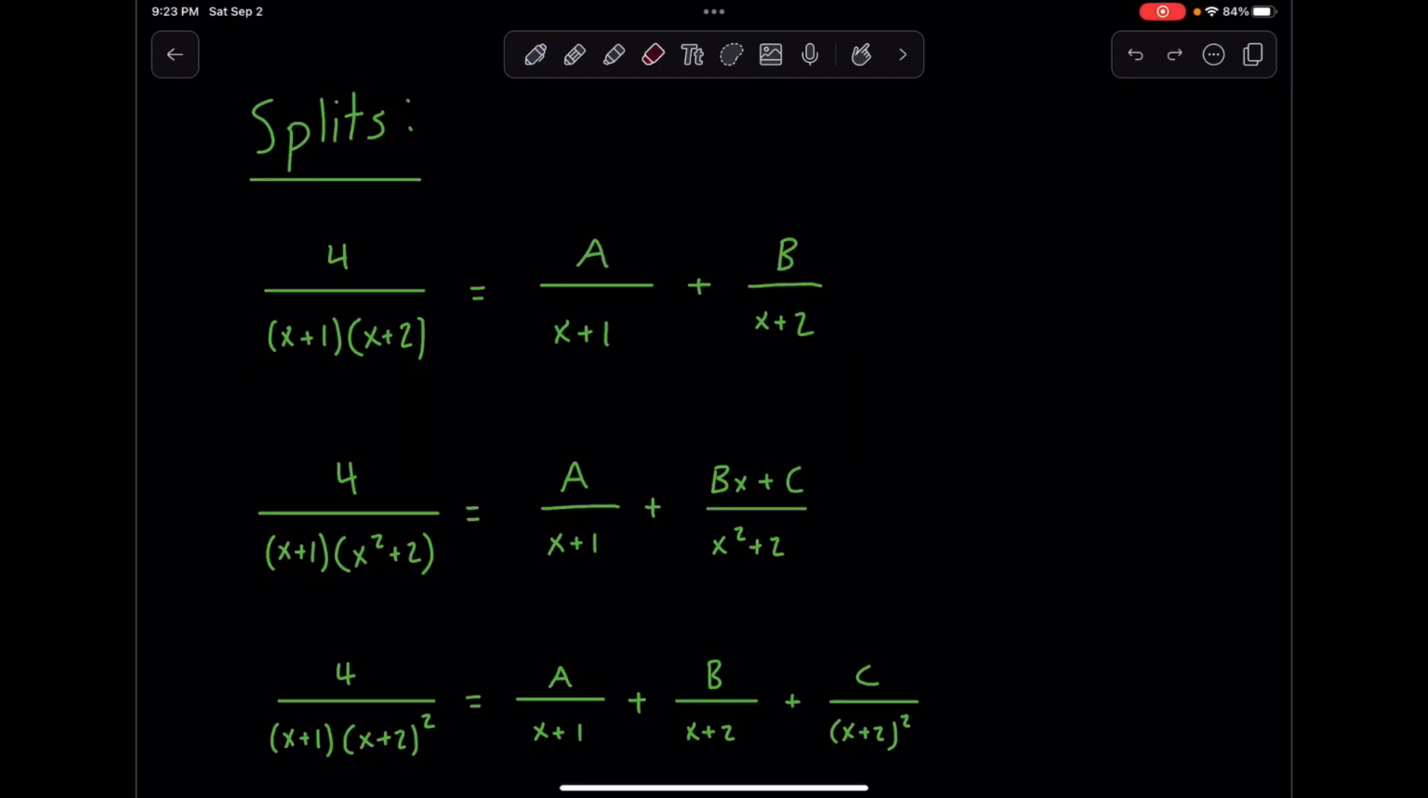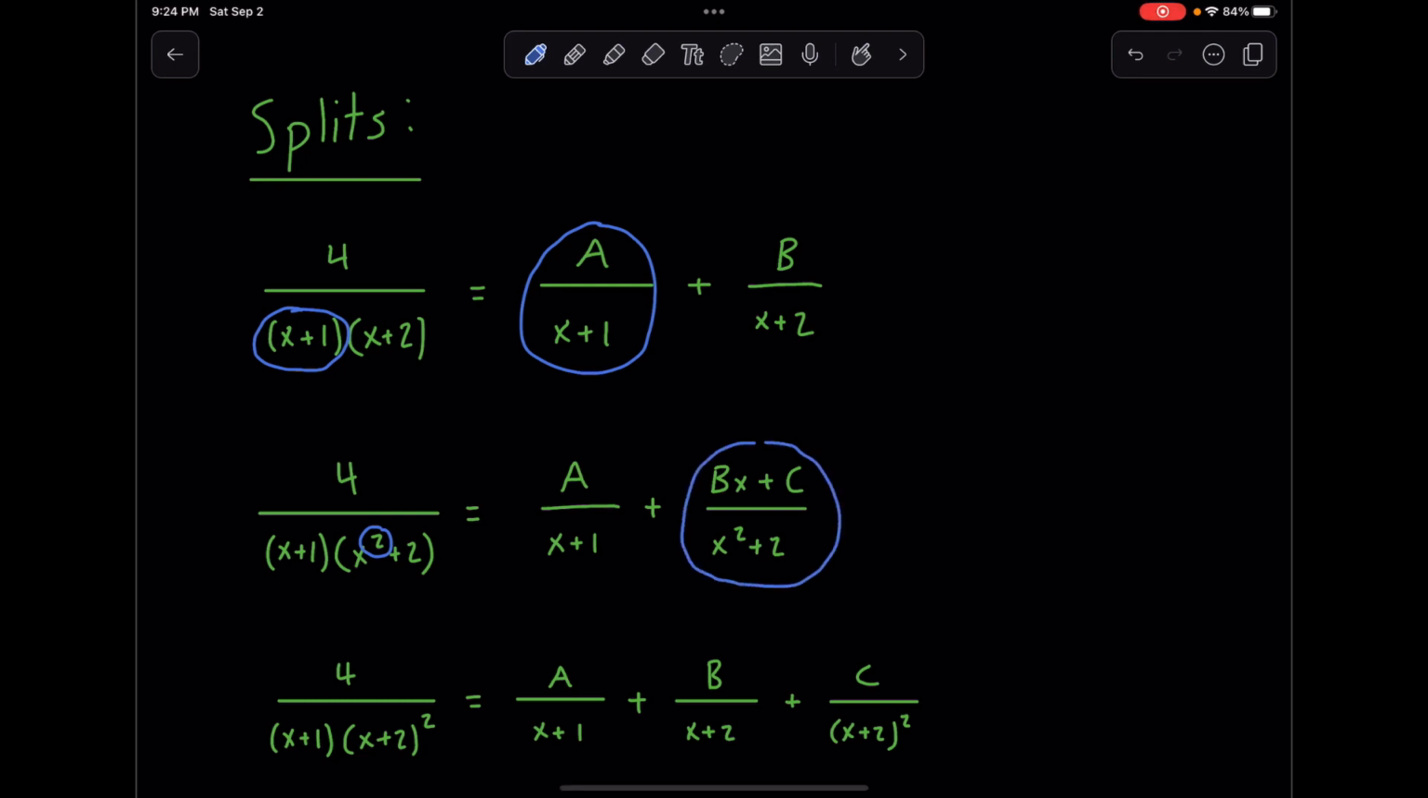Alright, so here's a brief overview of how you can split your fractions. If you have a term with a singular x, for example, here's x plus 1, then you'll have a single constant over that term. If you have a quadratic term, for example, here we have x squared plus 2, then you'll have a term that's in the form of bx plus c over that term. And if you have a term squared, then you'll split the term into two different parts out like this. And I'll go into more detail on this in the examples.